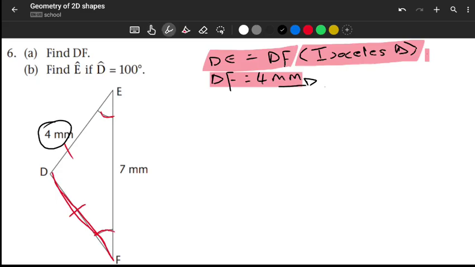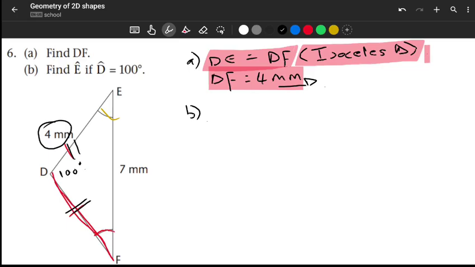Let me show you another one. Now they're saying find angle E. So the angle that we're looking for here is this one here, angle E. We're saying that angle D is 100 degrees. Now, first things first, what we're going to do is first state what we know. We know that this line and this line are equal.